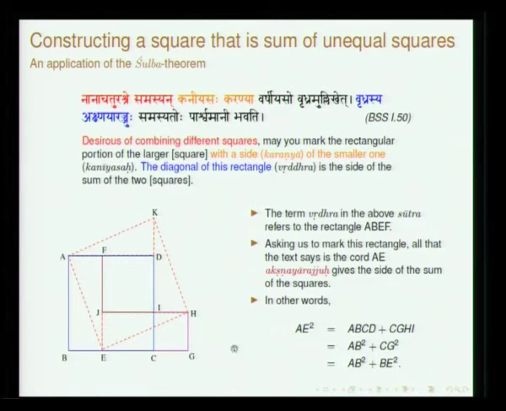Now if you look at this, AE square is basically AB square plus CG square.